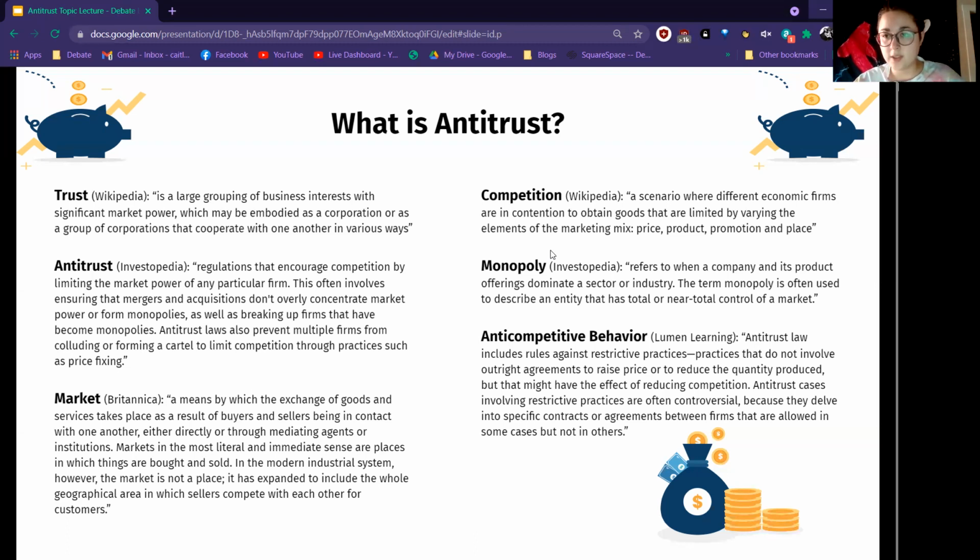So competition in the case of economics and business is a scenario where different economic firms are in contention to obtain goods that are limited by varying elements of market mix: price, product, promotion, and place. So the idea is that there are a lot of different firms or different companies offering either the same product or different products. They will compete with each other, or they will engage in competition.